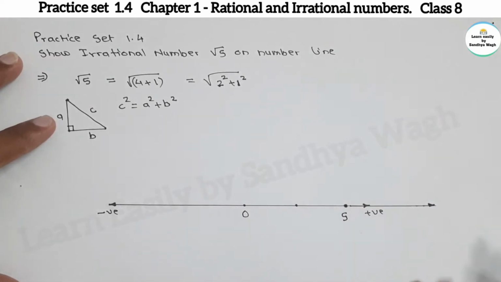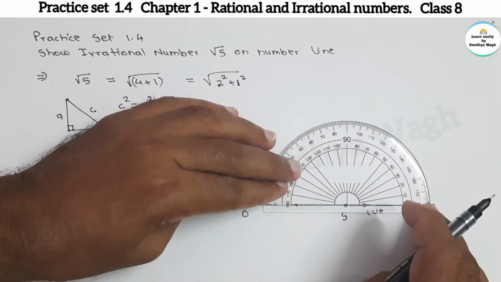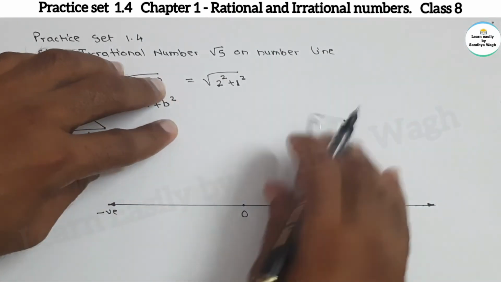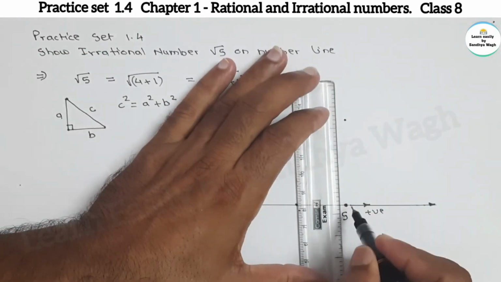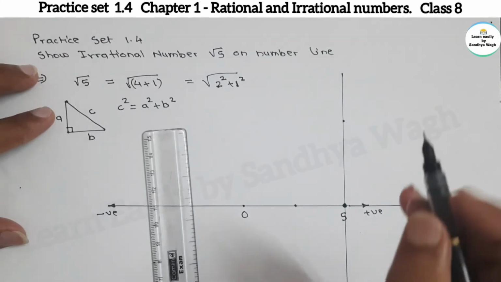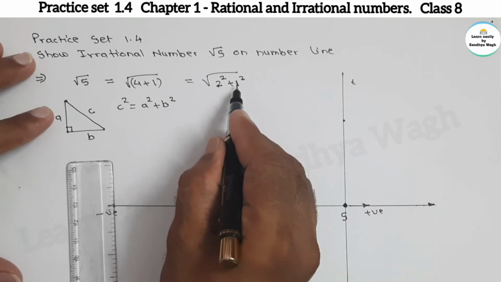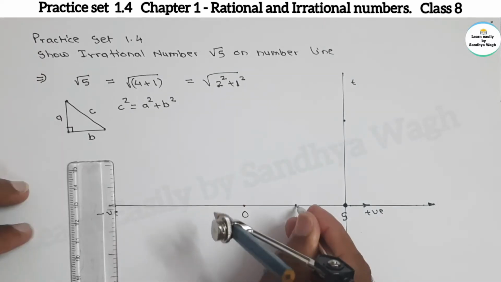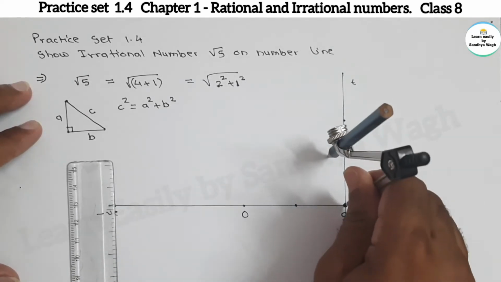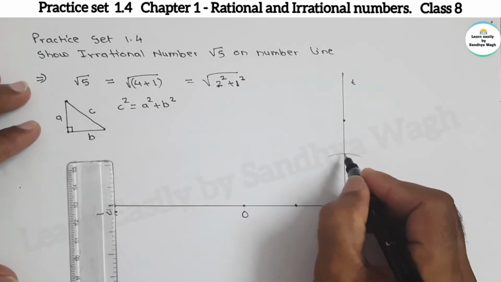Make a perpendicular line through S. We know how to draw a perpendicular line. Use this D and make a perpendicular line from point S. Draw this perpendicular line. Let this line be T. Now mark 1 unit on this line. This distance is 1 unit. Mark 1 unit from this point, an intersecting point. Let this point be U.